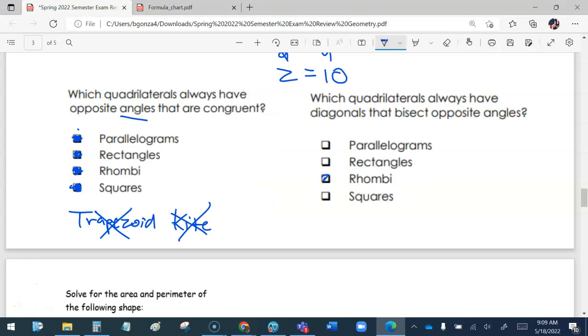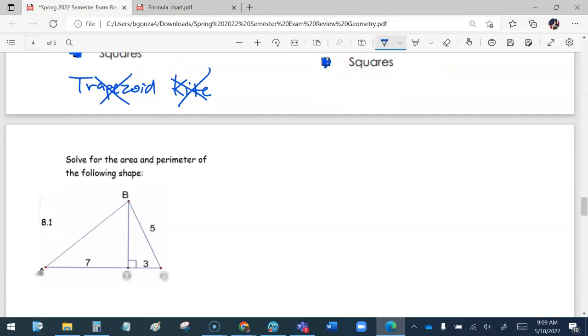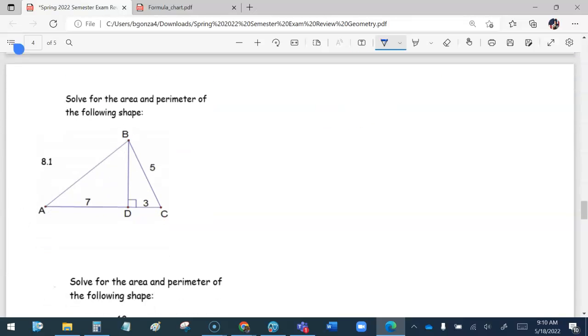So only a rhombus, and then a square is a rhombus, so only those two, okay? Not for parallelogram or rectangles. All right. Now, let's solve for the area and perimeter of the following shape.